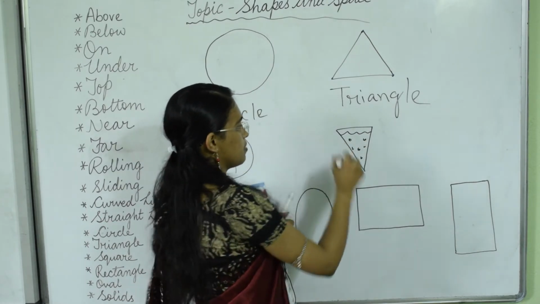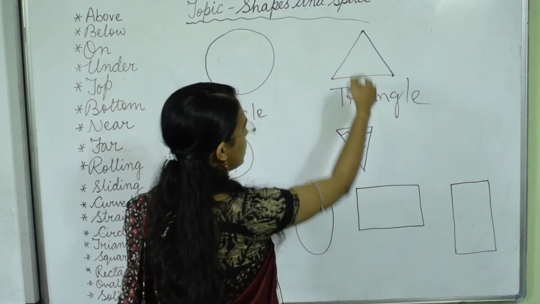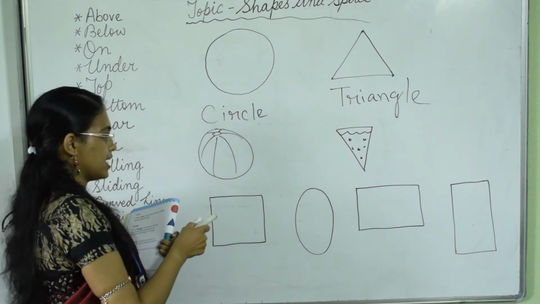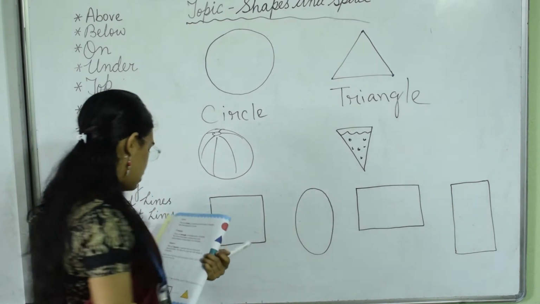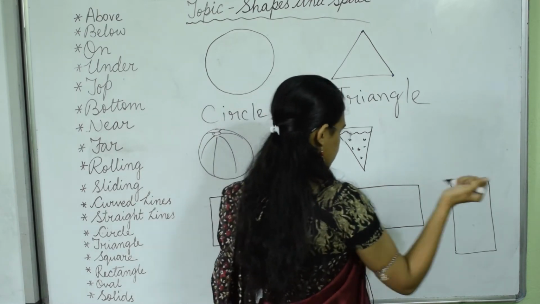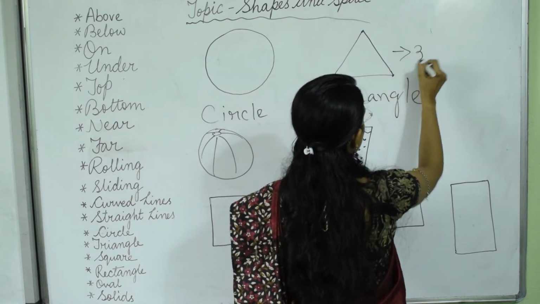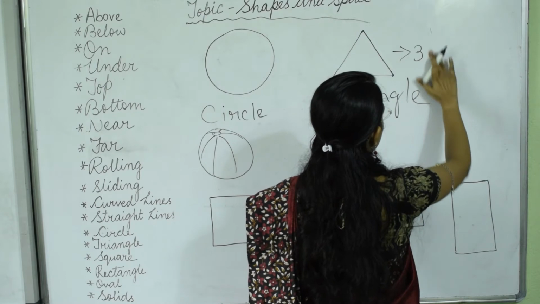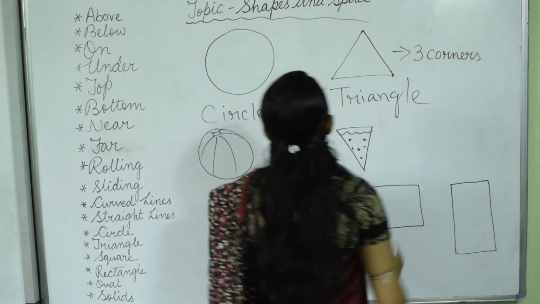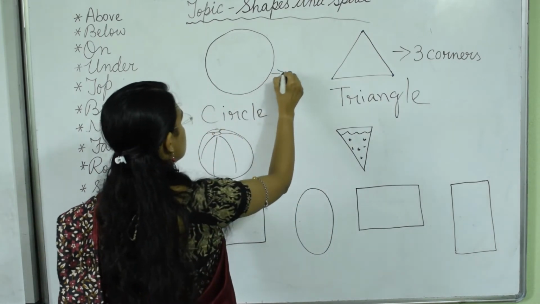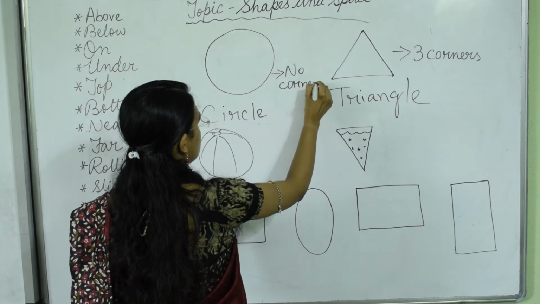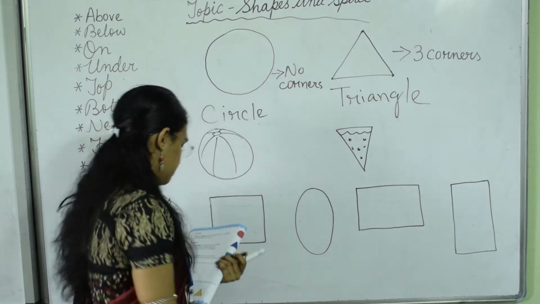What is this? This is a pizza slice. It looks like a triangle, isn't it? Yes. So this is an example of a triangle. So a triangle has how many corners? A triangle has 3 corners. And a circle has how many corners? No corners. Okay?